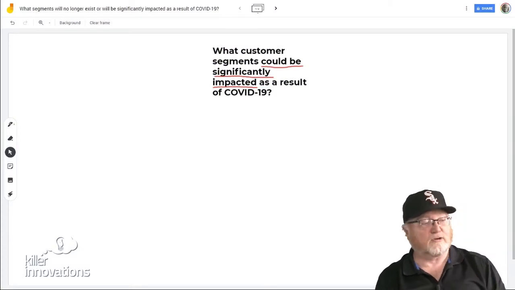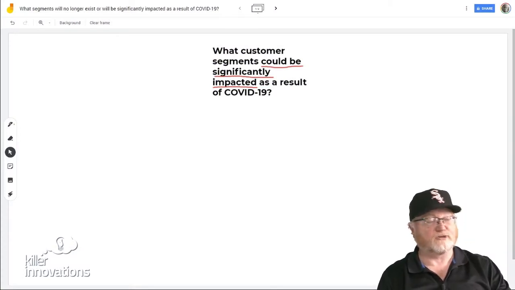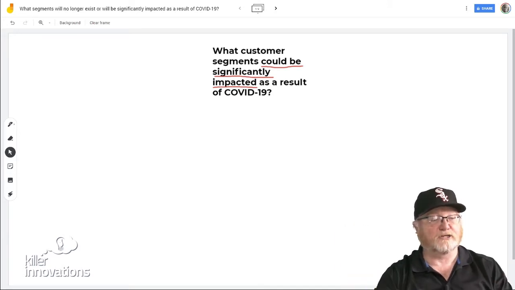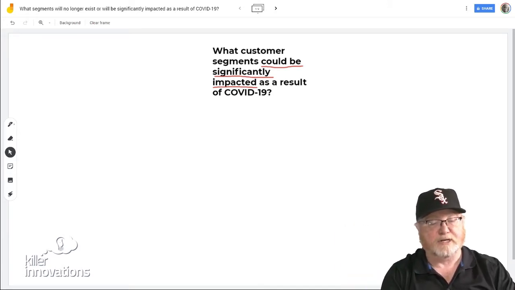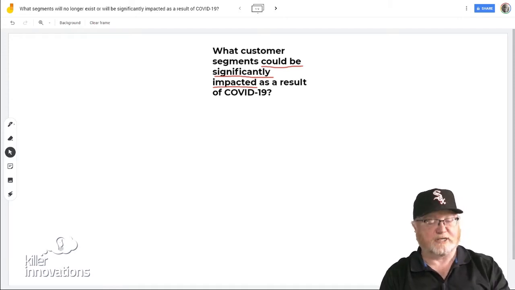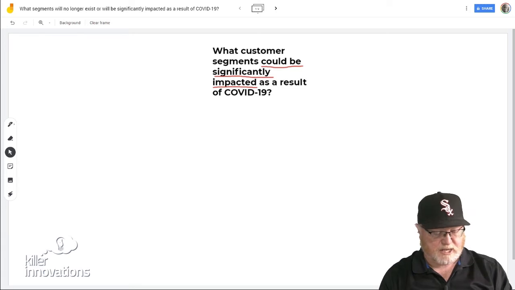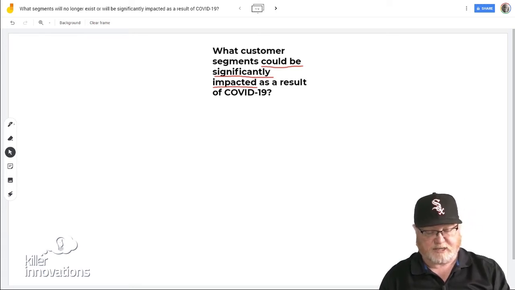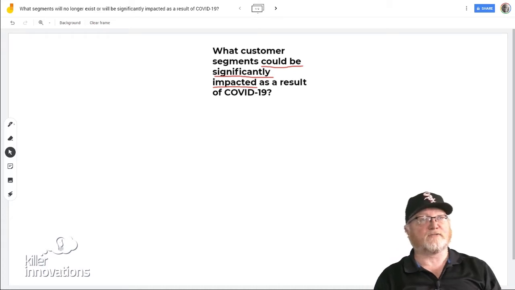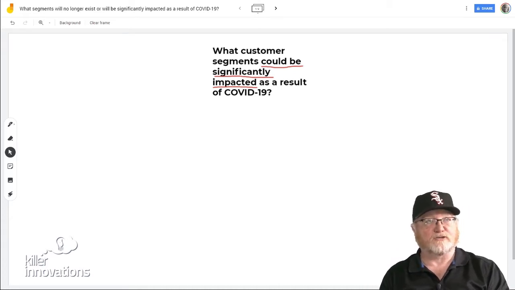So what we're going to do is we're going to use this tool called Jamboard, as you can see it on the screen, assuming you are watching this on video. It basically looks like just an open canvas of white space that you can post things to. And what we're going to do is think about the context of the questions we're going to ask. And you see the question at the top here. What customer segments could be significantly impacted as a result of COVID-19?